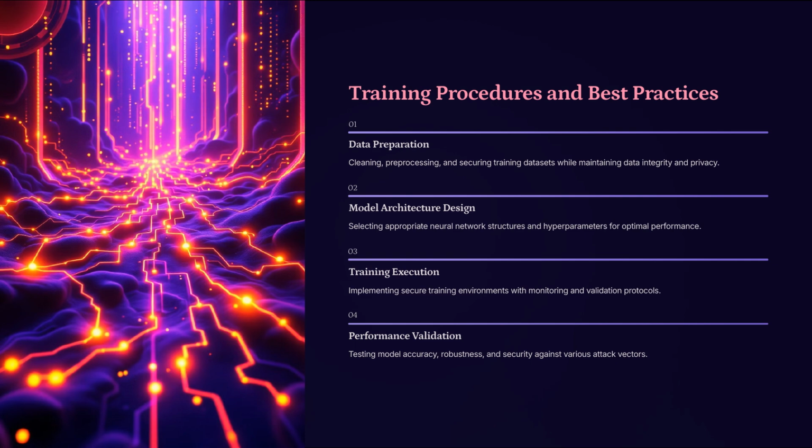Next, we consider model architecture design. Selecting the right neural network structures and fine-tuning hyperparameters can significantly enhance performance. And we move on to training execution, where we implement secure environments equipped with monitoring and validation protocols to oversee the training process effectively. Finally, we validate performance by rigorously testing model accuracy, robustness, and security against potential threats. Now let's explore the fundamentals of deployment strategies, particularly the advantages of edge deployment.